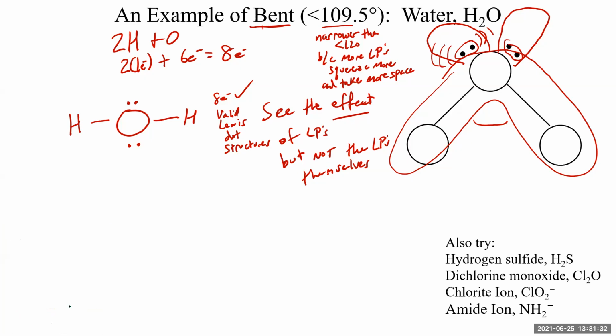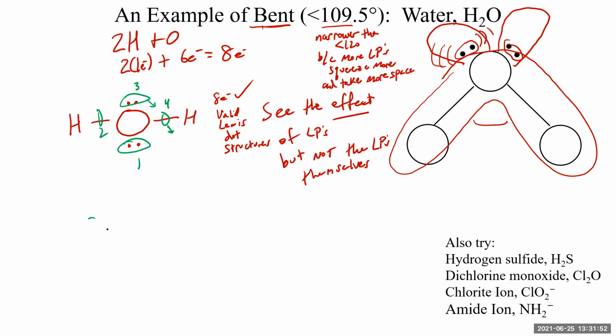The reason it can't be linear is because you've got 4 different groups. 1, 2, 3, 4 different groups. You can't possibly put 4 different groups of electrons around a central atom in a linear fashion and expect them to get along. Each one of these groups is repelling the other ones. They want to get away from each other.